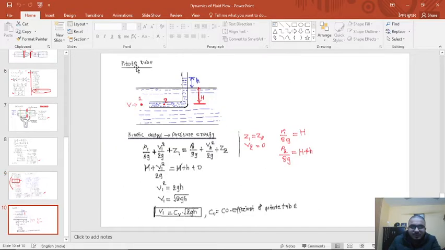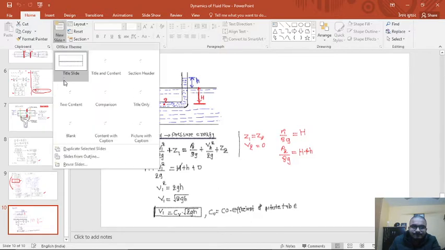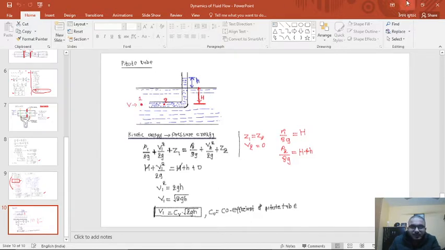Next we studied the pitot tube, which is used for measurement of velocity. The principle is that once the fluid enters this bent pipe, the velocity becomes zero and the kinetic energy is converted into pressure energy. Here we also derived the velocity v1 as Cv square root of 2gh. Now we will move forward with our new topic.